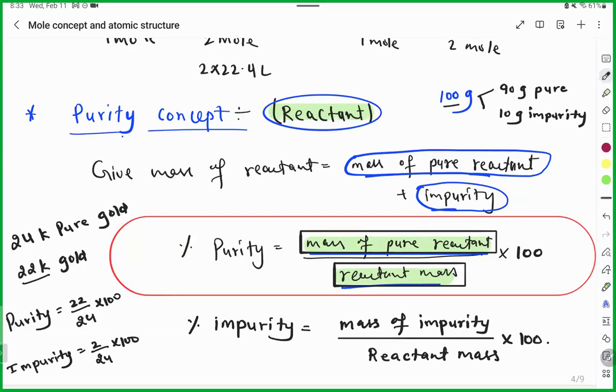So purity concept. Remember, purity concept is applied to the reactant. So purity concept is always taken for the reactant. What is the purity or impurity concept? Mass of the pure reactant divided by the total reactant mass multiplied by 100. In the same way, you can calculate impurity concept also.